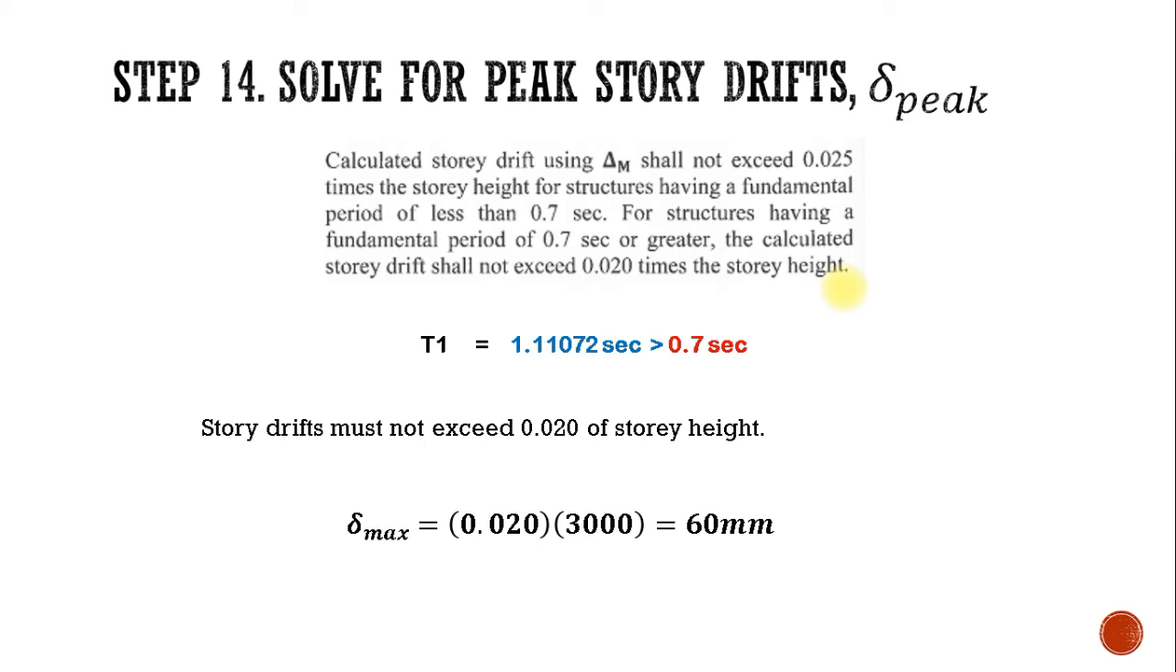So 3 meter, i-convert natin into millimeter, meron tayong 3,000 millimeter. So story drifts must not exceed 0.02 of story height based sa ating code. So for our maximum story drift, so i-multiply natin yung 0.02 times 3,000 mm is equals to 60 mm. So ito yung ating magiging maximum story drifts. So hindi lalagpas dapat yung ating story drift sa 60 mm. So meron man tayong magkukumpit mamaya na lalampas sa 60 mm, i-disregard natin yon at ang gagamitin nating story drifts ay yung ating maximum, which is the 60 millimeters.